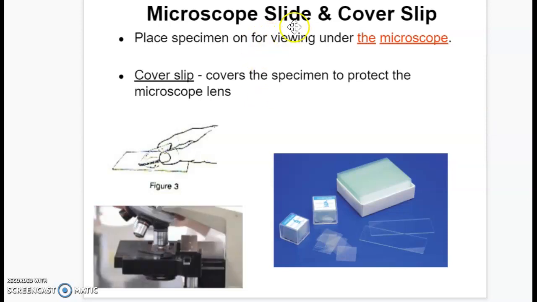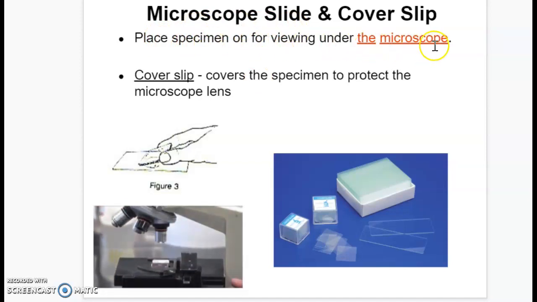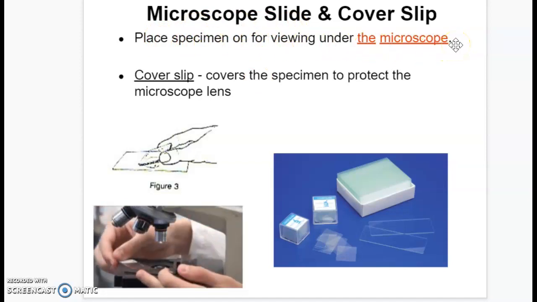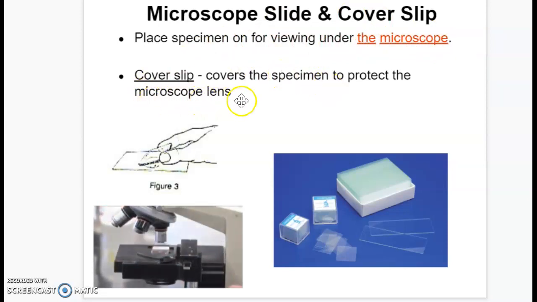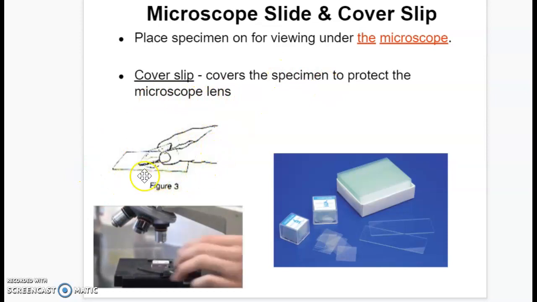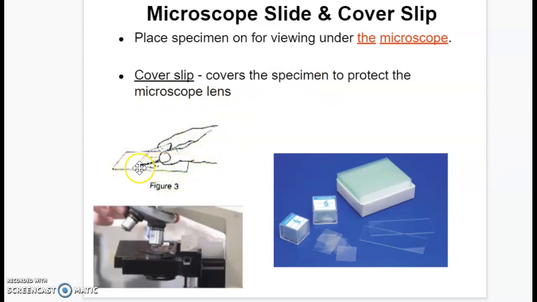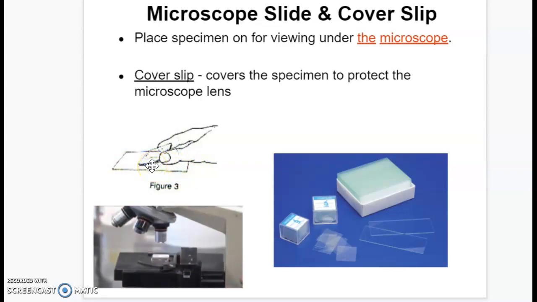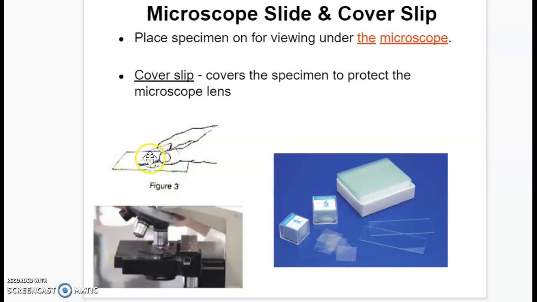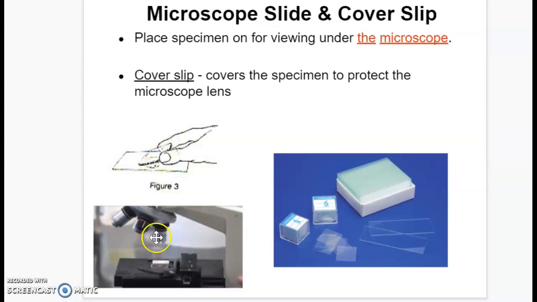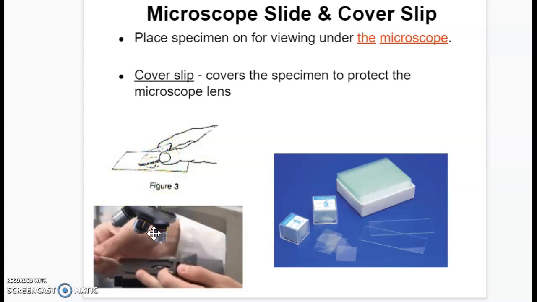A microscope slide is used to place a specimen on for viewing under the microscope. The cover slip covers the specimen to protect the microscope lens. So here's a picture. This would be a microscope slide, and maybe you put a droplet of pond water using a pipette, and then you cover it with a cover slip so that you don't get the eyepieces of your microscope dirty.